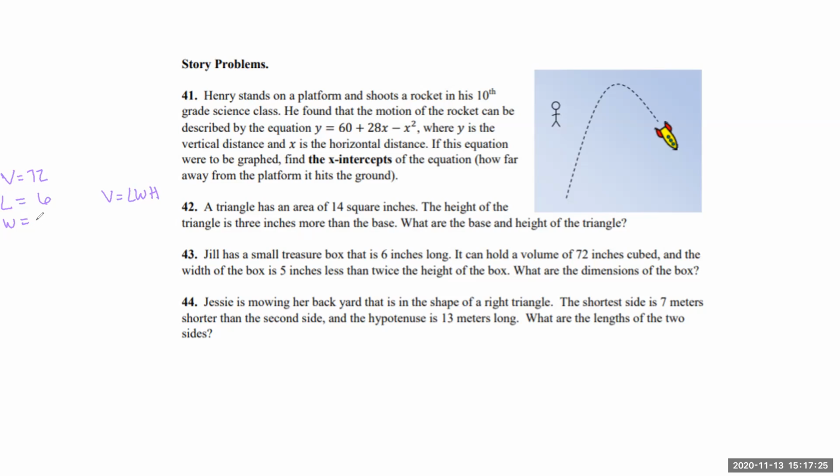So remember that we kind of go backwards. So we're going to do twice the height, and then less 5 inches. So that's what the sentence says. And then it doesn't give us anything for H, so we have to assume that it's just H. So it looks like we're going to be solving for H first. So when we plug that all into this equation here, we have 72 equals 6 times H times 2H minus 5.